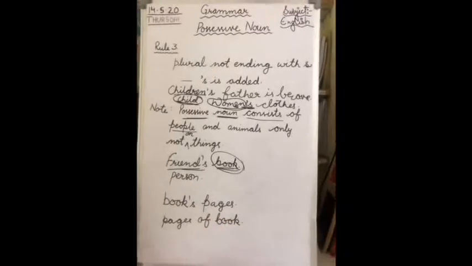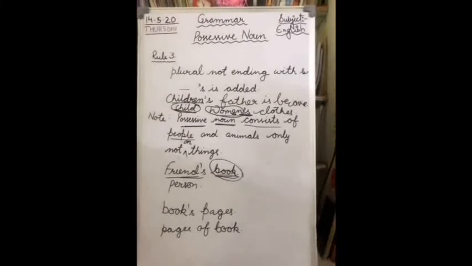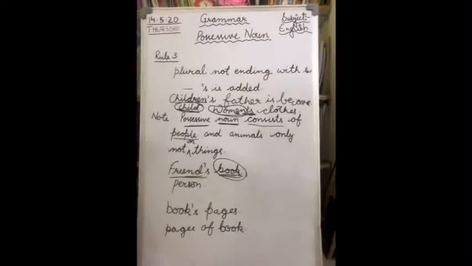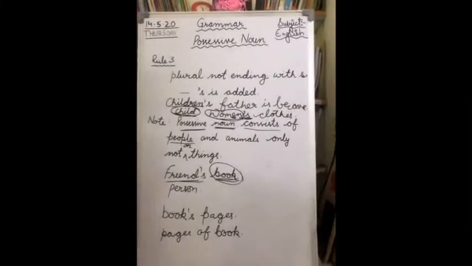I hope I'm clear with all these examples and all these rules. Go through this, then I hope you will be expert in understanding what possessive nouns are. Thank you.